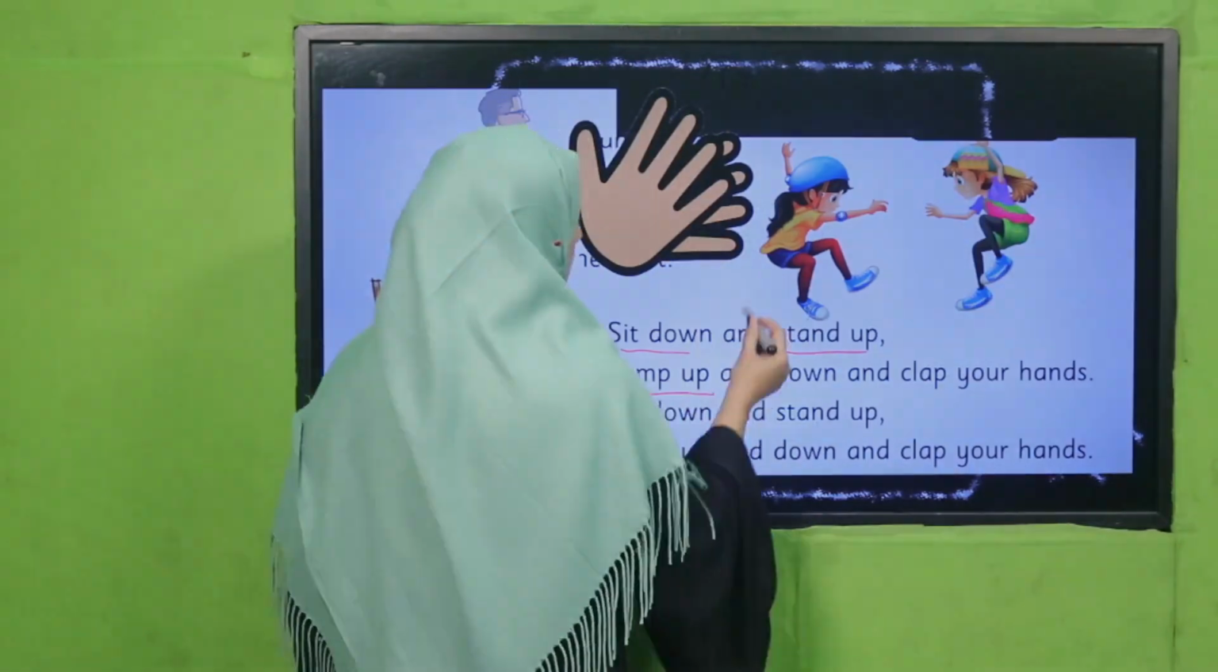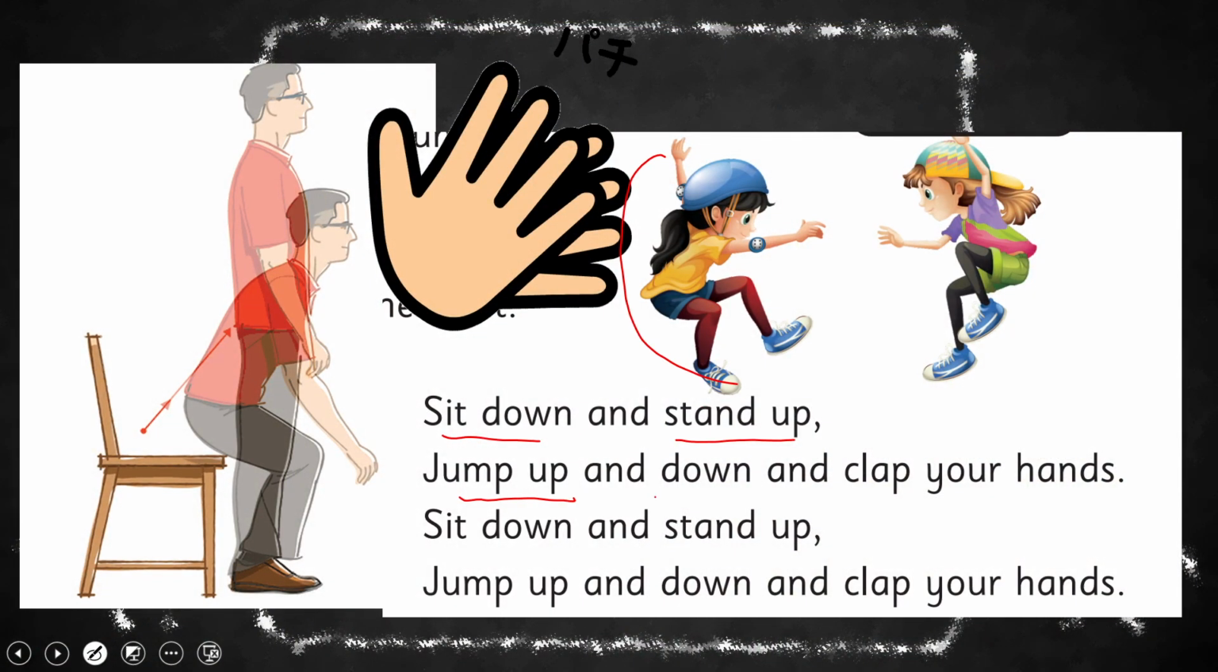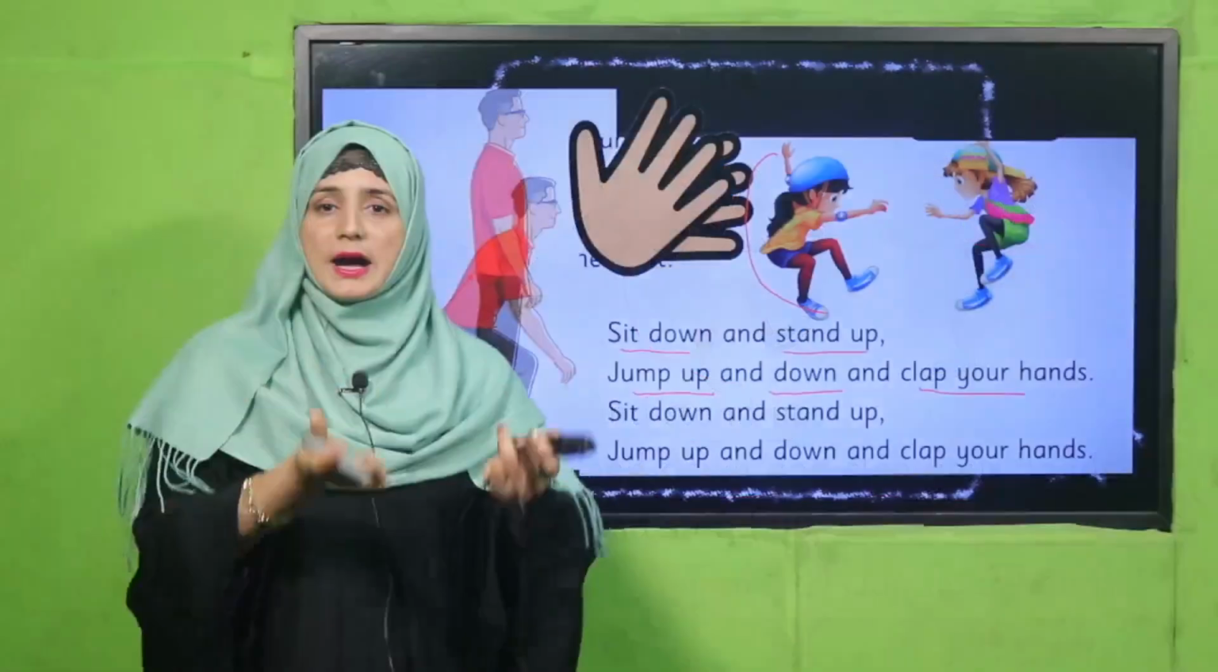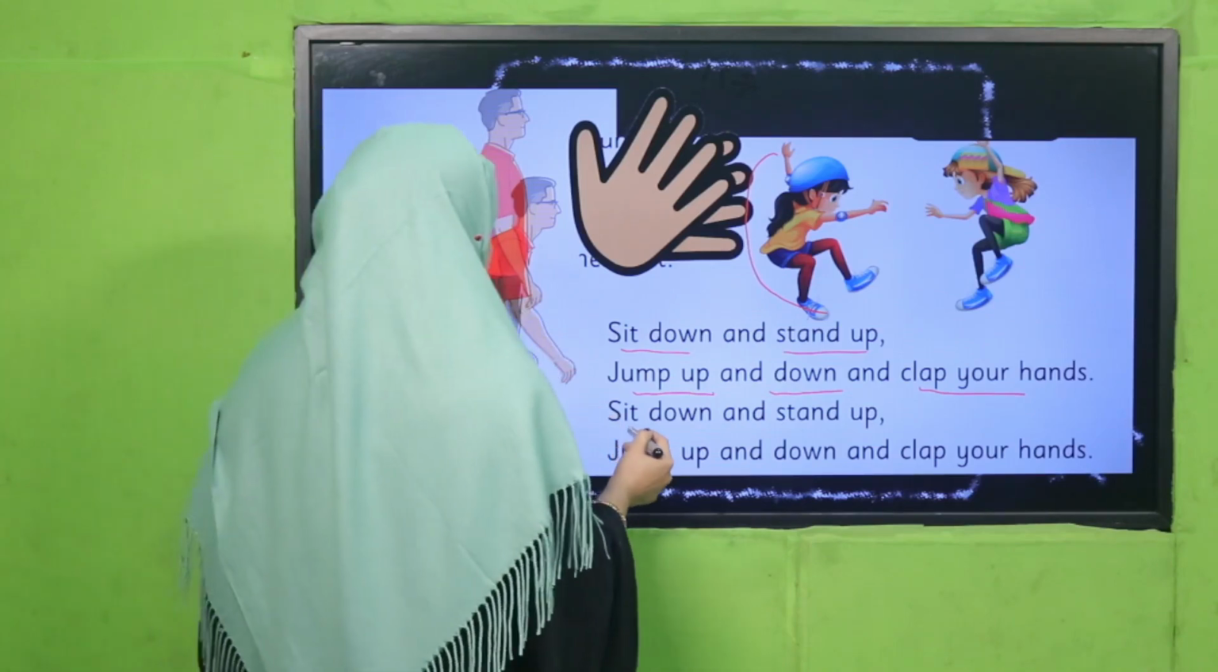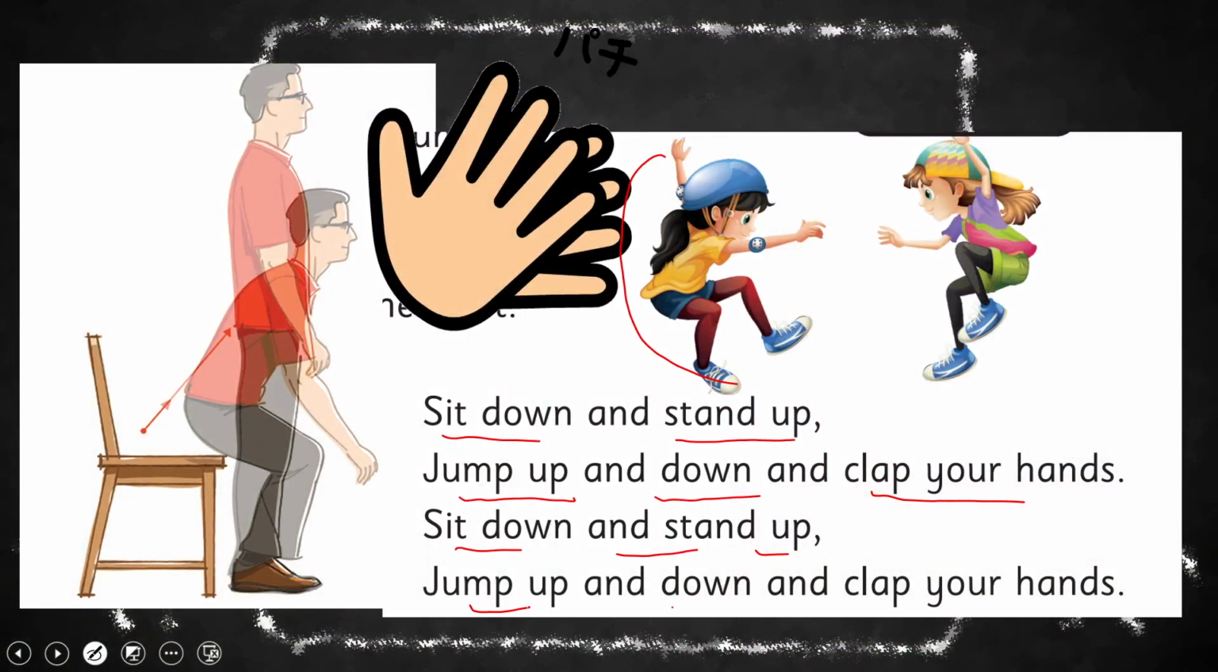Next, jump up. See there? Up and down and clap your hands. Jump up and down and clap your hands. Sit down and stand up, jump up and down and clap your hands.